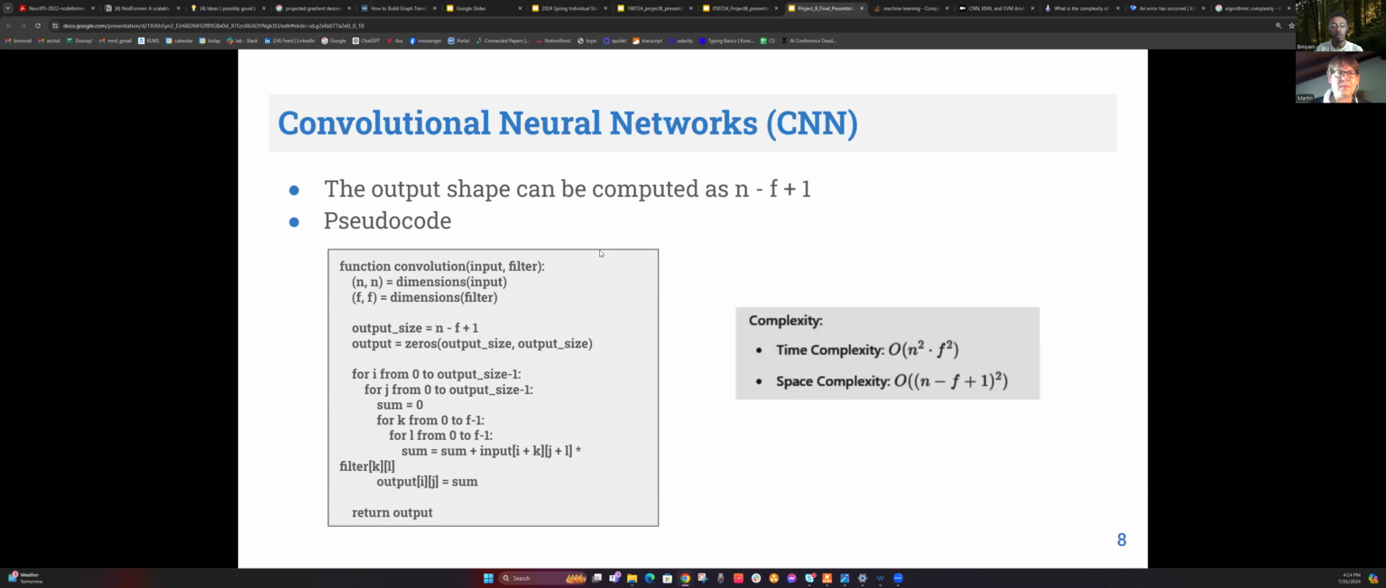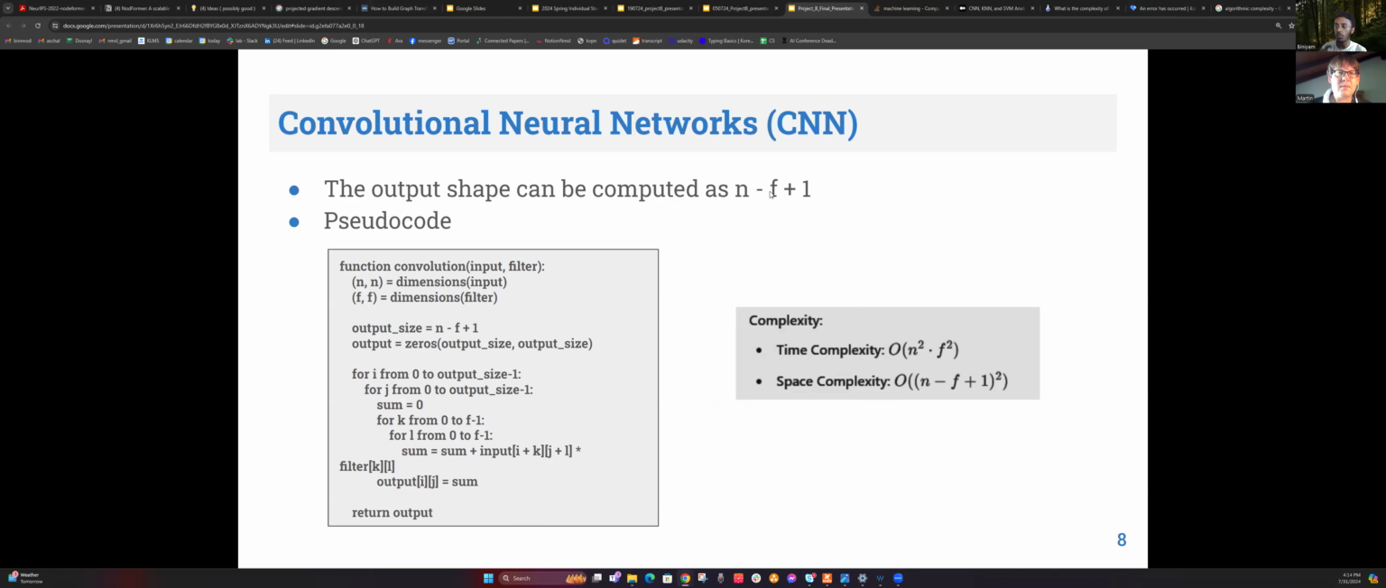So the time complexity of convolutional neural networks, or CNNs, primarily depends on the size of the input image and the filter or the kernel applied in the convolutional layers. Assuming the input image has dimensions n by n, the output shape is going to be n minus f plus 1. And this can be proved in a fairly straightforward manner. The output image is going to be of size n minus f plus 1 by n minus f plus 1. You should consider that too.